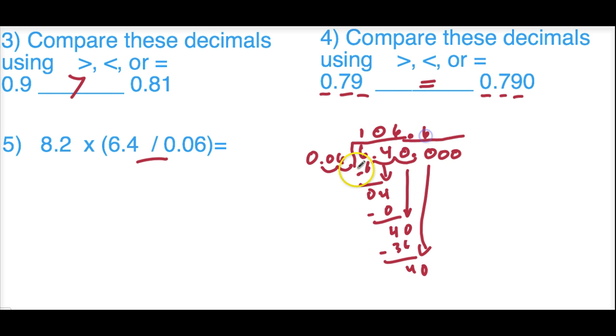And that's going to be a repeating thing if you notice right here. It's going to keep on repeating. So I'm just going to go ahead and put 6 and 6 here because it's going to keep going. I don't have any more room either. So now my problem reads 8 and 2 tenths times this value.